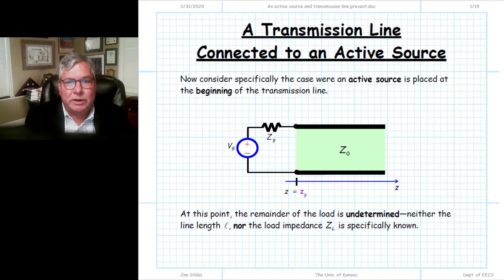impedance. We talked about the relationship between the load impedance and the input, the reflection coefficient, load reflection coefficient, and the input reflection coefficient. And we studied this tool called a Smith chart that allowed us to determine relatively quickly the relationship between the load impedance and the input impedance.